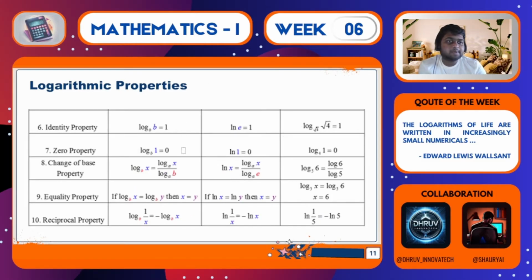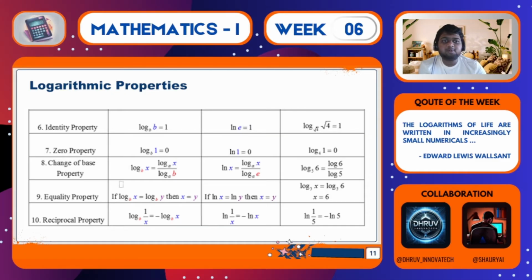Here is the identity property which we previously discussed. Whenever your base and the value are the same, it's equal to 1 in all cases. Then there is the zero property. If your value is 1, then it doesn't matter what your base is, your log will always give the value of 0. A log with any base, when the value is 1, gives 0.